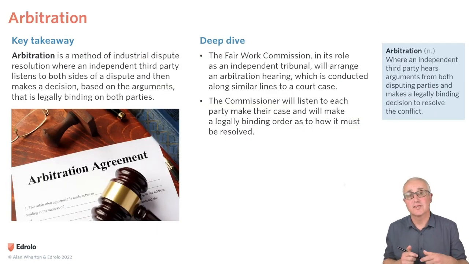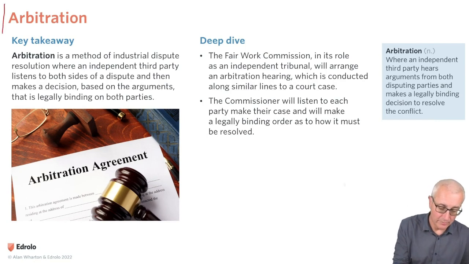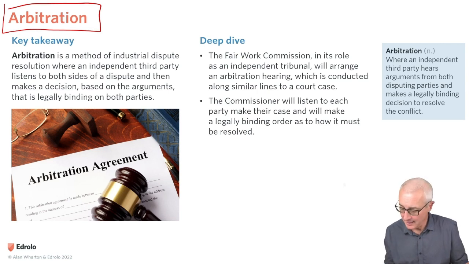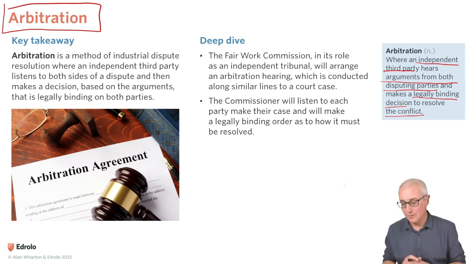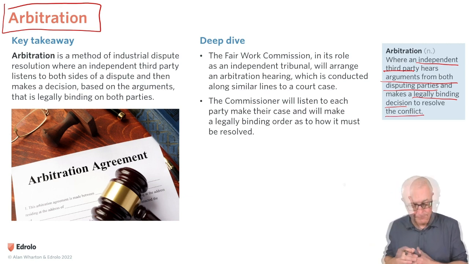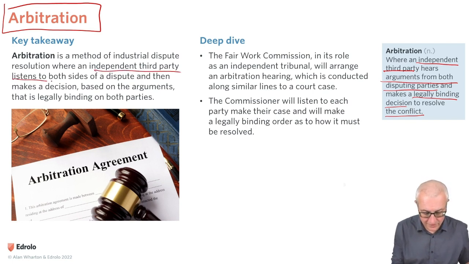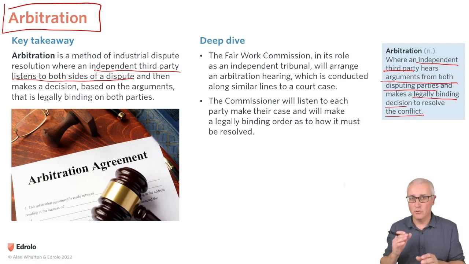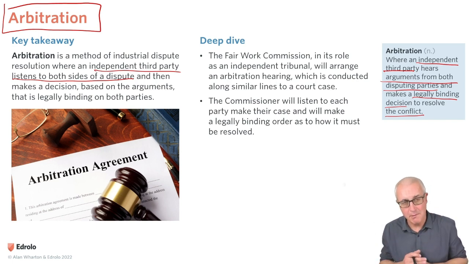Okay, the other form of dispute resolution process we're going to look at here is arbitration. Technically, this is a much more formal process. What will happen here is an independent third party hears arguments from both disputing parties and then makes a legally binding decision to resolve the conflict. So it's going to be a scale up from mediation. What we're looking at here is where the person first of all listens to the disputes and is then going to make a binding decision, yes or no, in favor of one party. So their job is purely to end this dispute and to resolve it definitively.